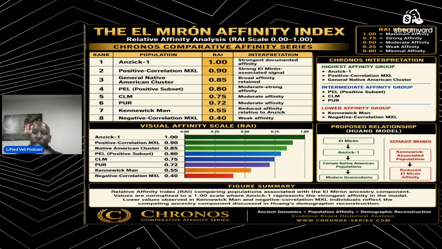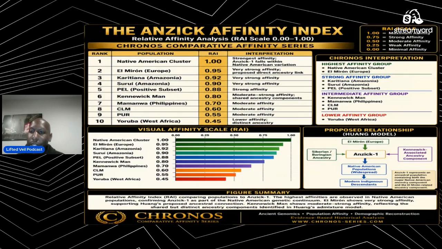Because basically what they're saying is modern Native Americans are most related to, or share the most affinity with, ANZIC 1. All right. And ANZIC 1 shares the most affinity with Elmoran. Within the Elmoran population, there was an archaic African signal, very similar to Kennewick Man, right? But they found another African signal. And like I said, I'm going to explain that when we get to that part. It's very interesting, man. This is thorough, man. Got to give it to him, man.